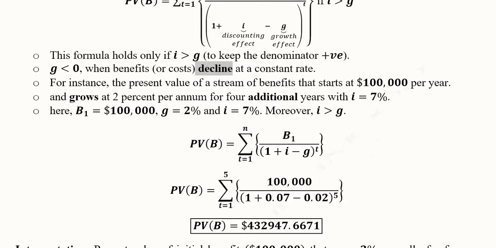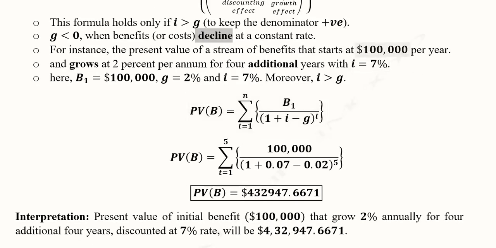Now we do this with the help of this numerical where the initial benefits are 100,000 dollars per year, and the growth rate is 2% per annum, and it happens for 4 years, and the discount rate is this much. So this is the value of the initial benefits, the growth rate, the discount rate, and 4 years.